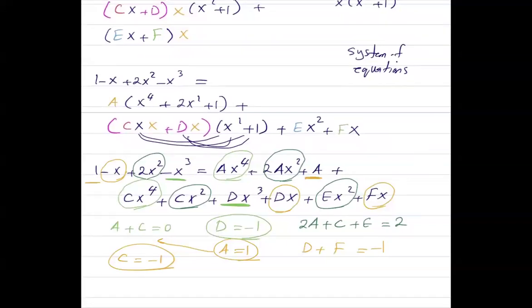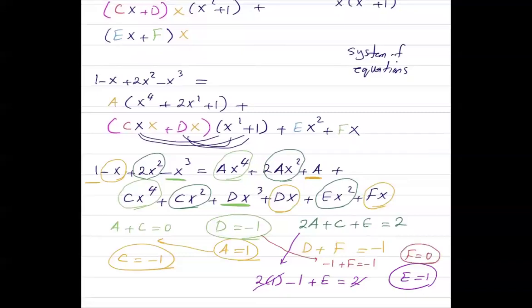I have a, I have c, I can find e. So 2 times 1 minus 1 plus e is equal to 2. You can cancel out 2 and 2. So e becomes 1. D is negative 1. So what's the meaning of that? It means that negative 1 plus f is equal to negative 1, or f is equal to 0.